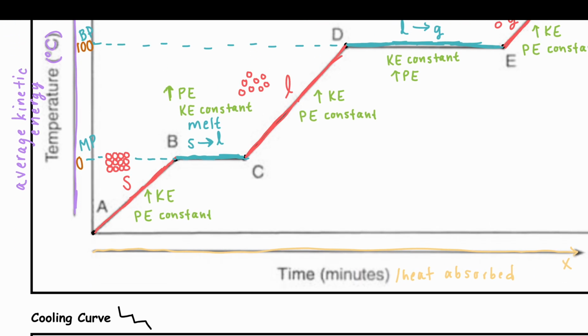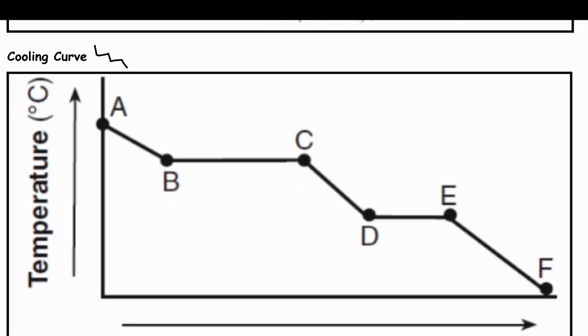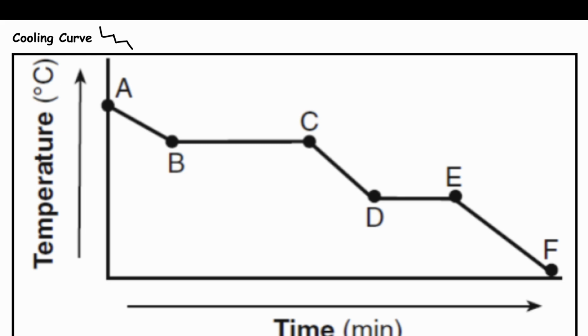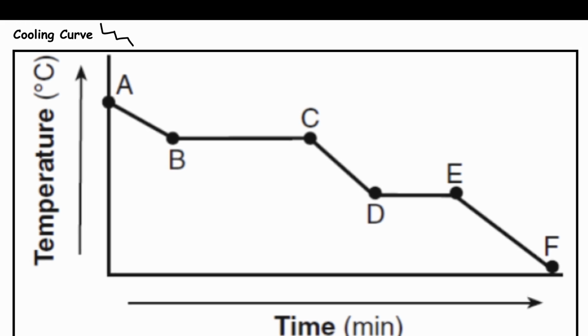Okay. So now let's look at the opposite, a cooling curve. This is going to represent more exothermic processes, so heat energy is going to be released. Okay, so again, you have your time on the x-axis and you have temperature on the y-axis.